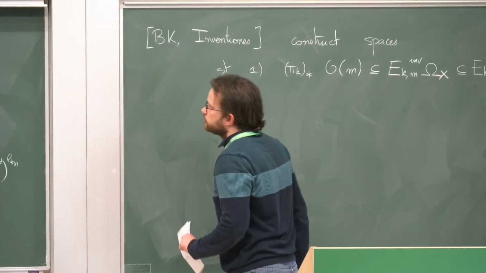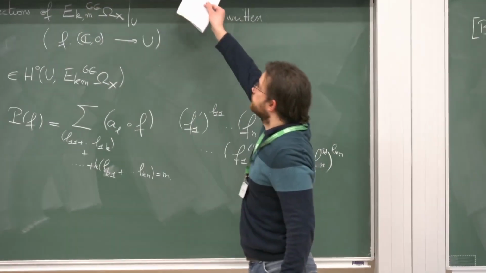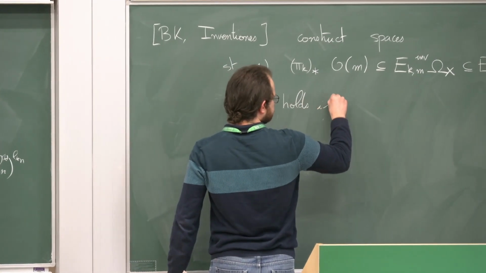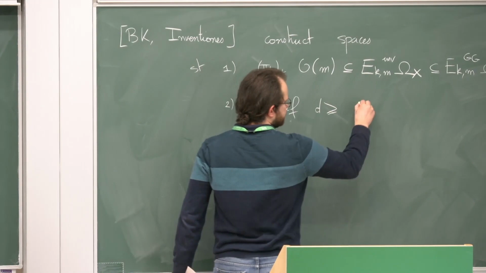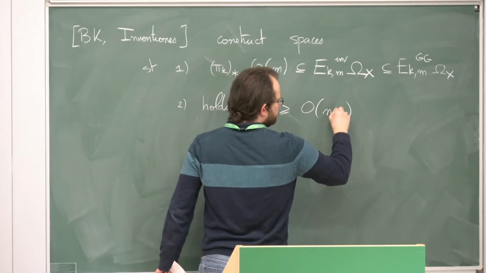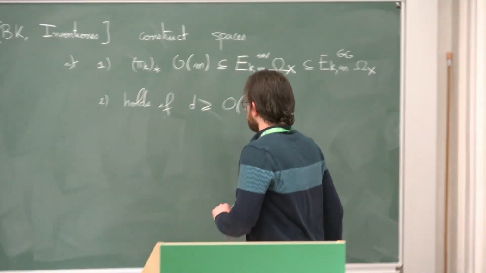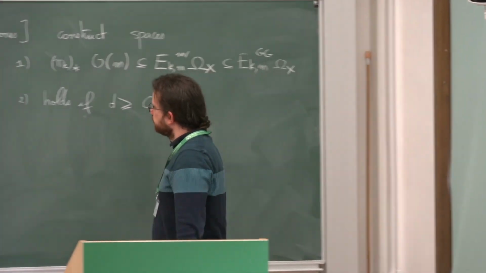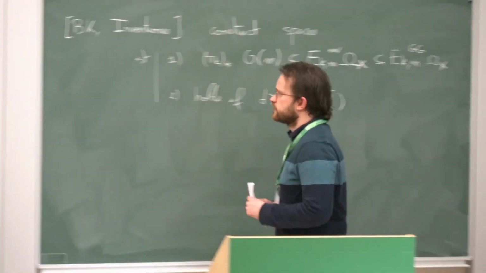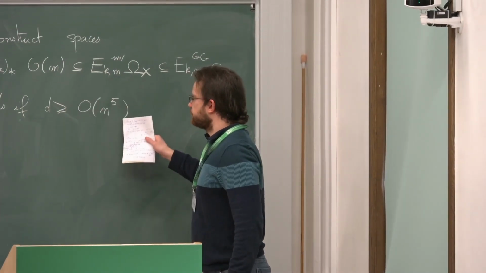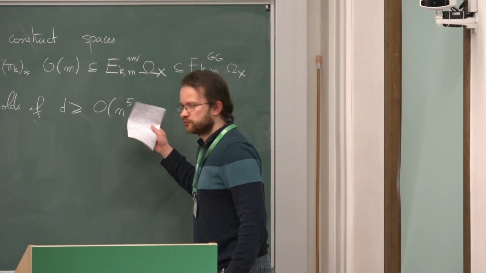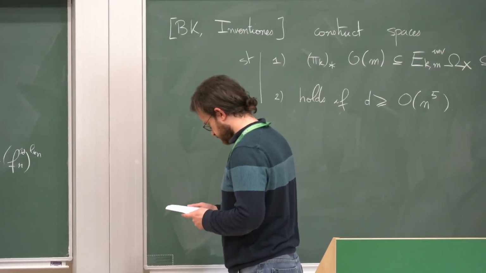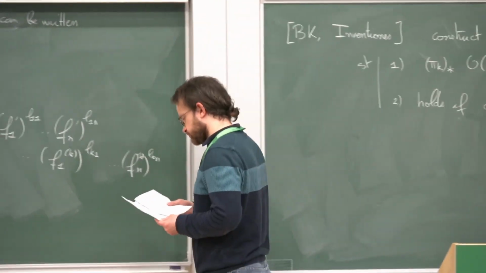And for the second point, they instead prove that it holds if they take a degree which is polynomial, so larger than some universal constant times n to the power 5. And so that's how they get Green-Griffiths hyperbolicity for general hypersurfaces with a polynomial degree. Okay, so that's for the general strategy.